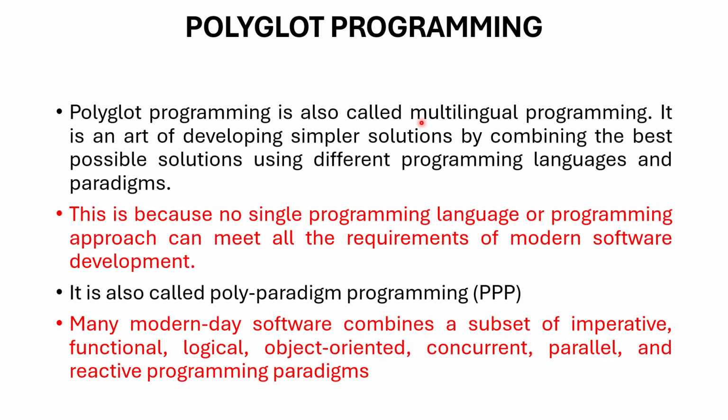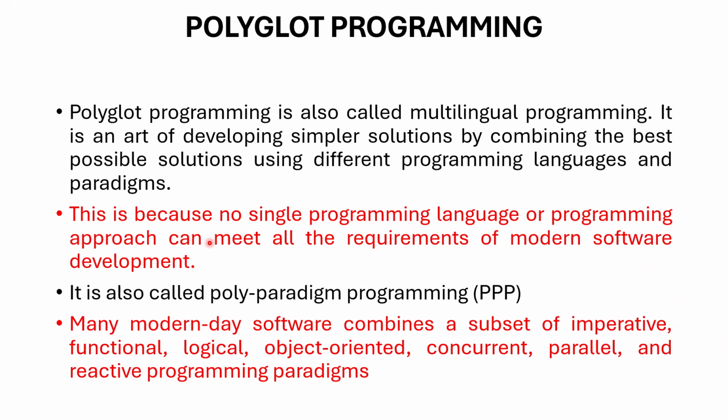That means multiple programming languages can be used for programming an IoT environment. As we are aware, IoT is a heterogeneous environment where multiple kinds of programming languages are suitable and possible for us to use in programming. This is because no single programming language or programming approach can meet all the requirements of modern software development.